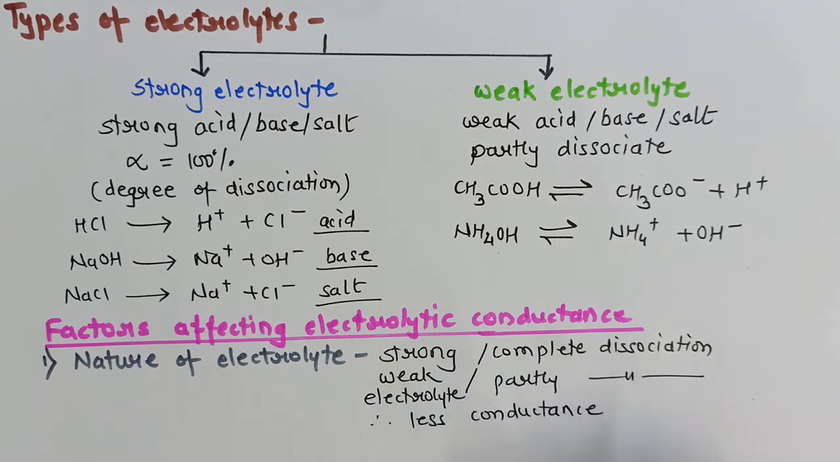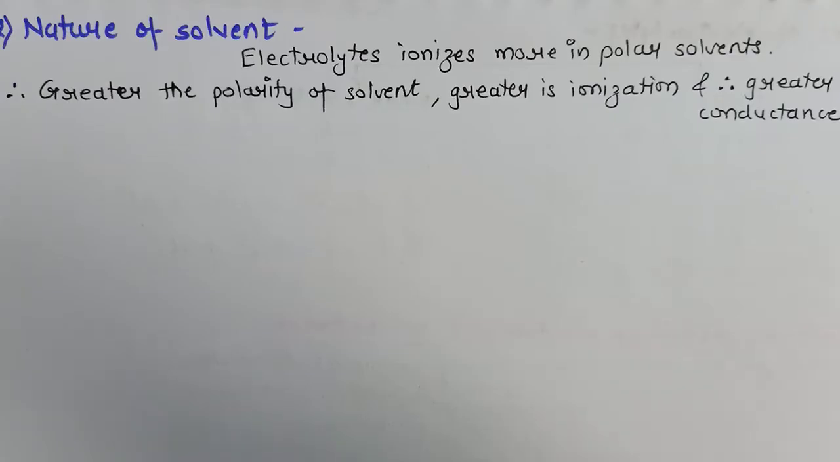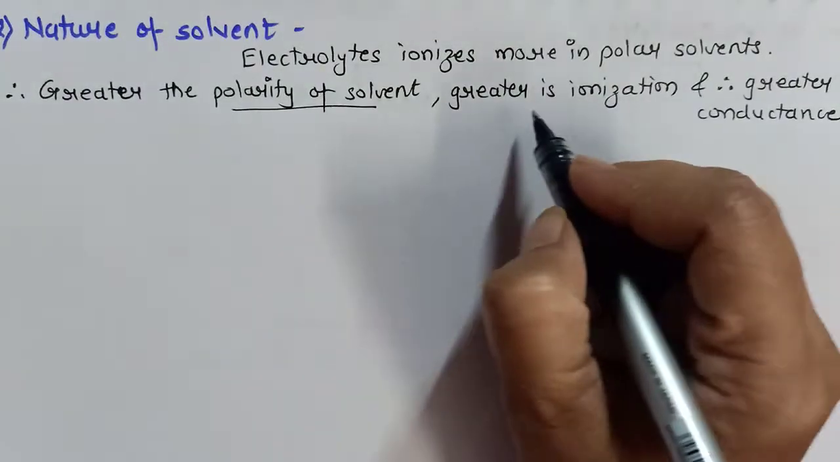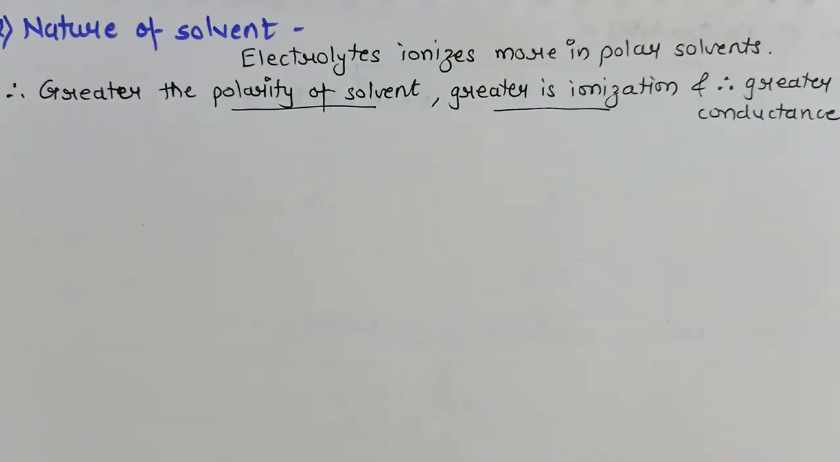So while choosing electrolyte, we have to see whether it is a strong electrolyte or a weak electrolyte. The next factor is the nature of the solvent. Now we all know that like dissolves like: polar solutes dissolve in polar solvents, and electrolytes are polar solutes. So since electrolytes are polar solutes, obviously they will ionize to a greater extent in polar solvents. Therefore, if the polarity of the solvent is highest, then greater will be the ionization, more charges will be produced, and greater will be the conductance.